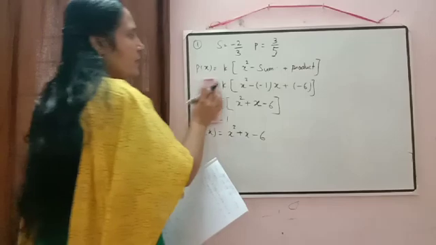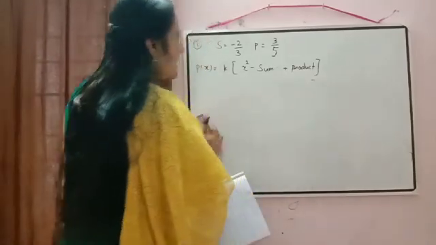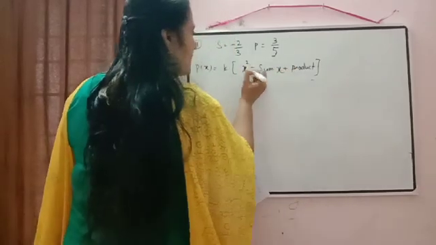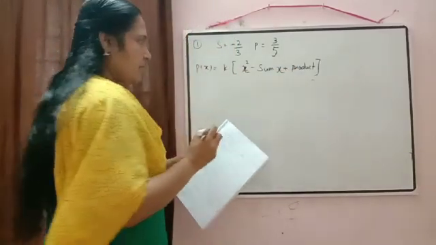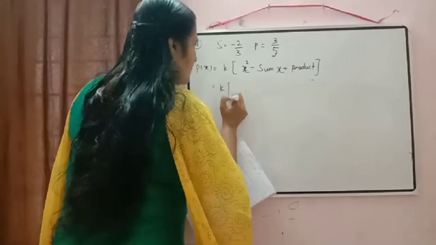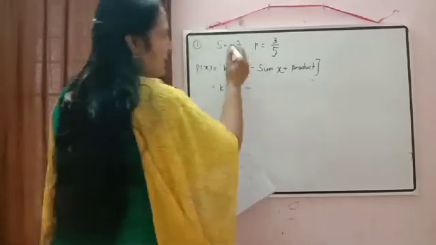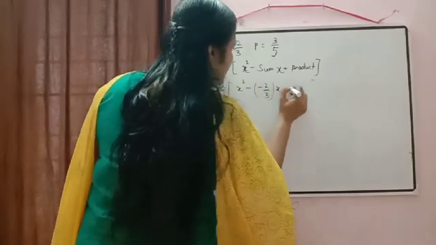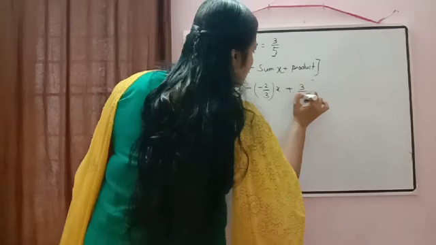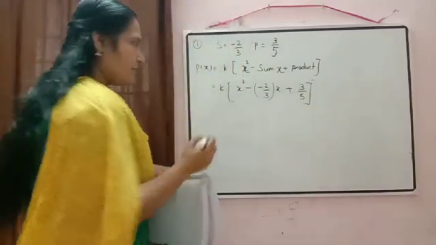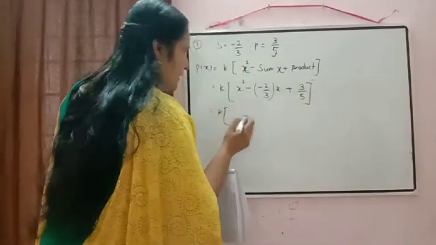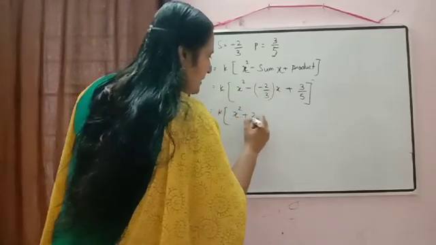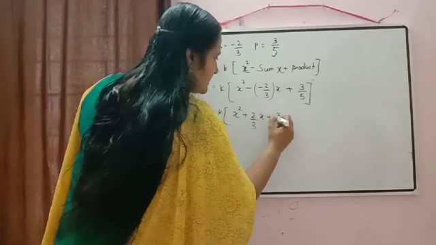Again write down the polynomial P of x is equal to k into x square minus sum of the zeros into x plus product of the zeros. Now substitute the value: k into x square minus, in place of sum we have minus 2 by 3 into x plus product of the zeros, so that is equal to 3 by 5. Then we will get here k into, minus into minus will be equal to plus, x square plus 2 by 3x plus 3 by 5.